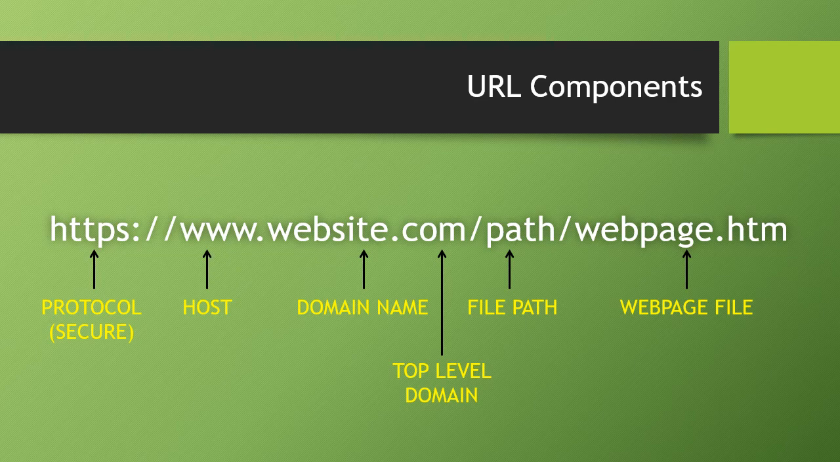The last item on there is the actual file. In this case, webpage.html. Now that's an HTML document. There are many types of page or document types that websites can be made up of. This is a very common one, but you'll see quite a few things after that as well. But these are the basic URL components.